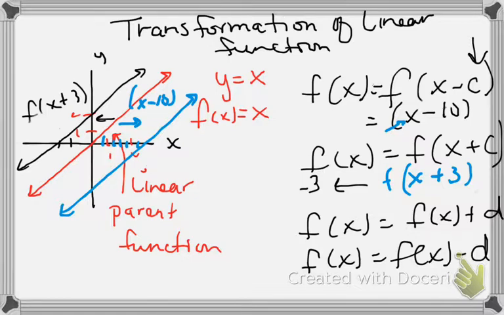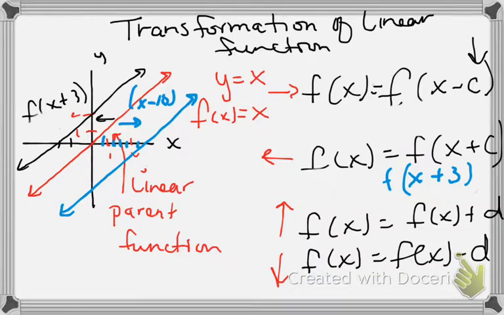Now, look at the other one. The other one has a number outside the parentheses. When it's outside the parentheses, it goes up and down, and it goes up and down like it says. So if it's a positive, we're going to go up. If it's negative, we're going to go down. In this case, this one would go to the left, and this one would go to the right. Hopefully those arrows help you understand this a little better.